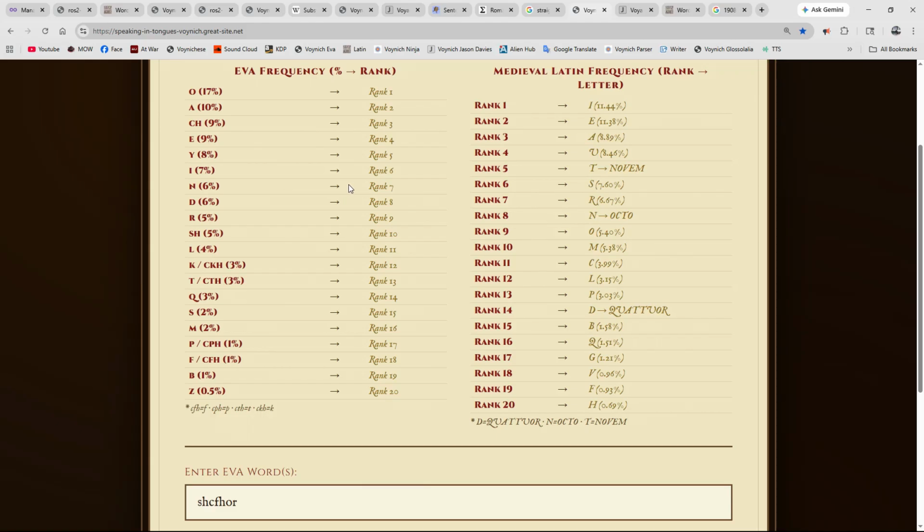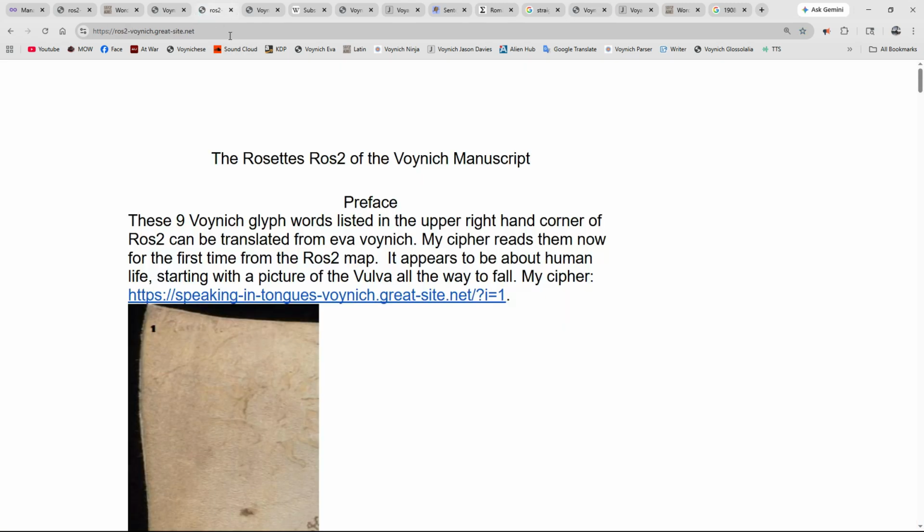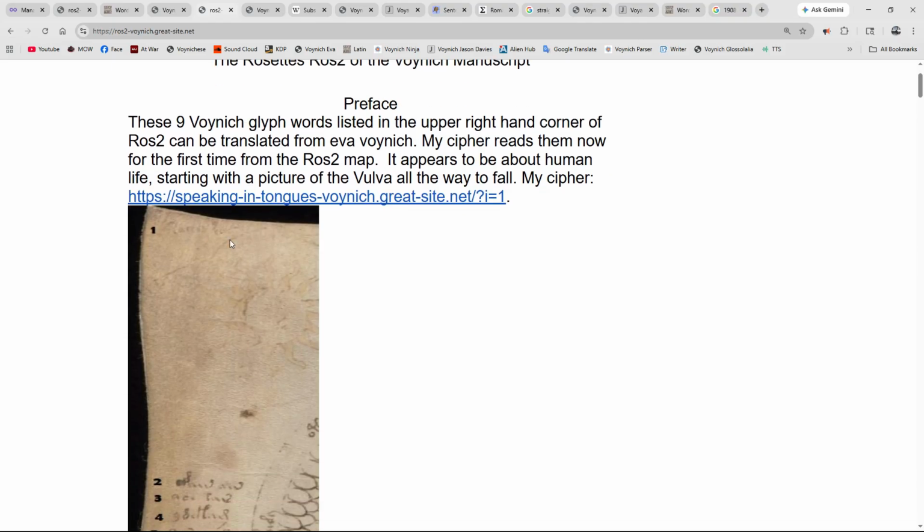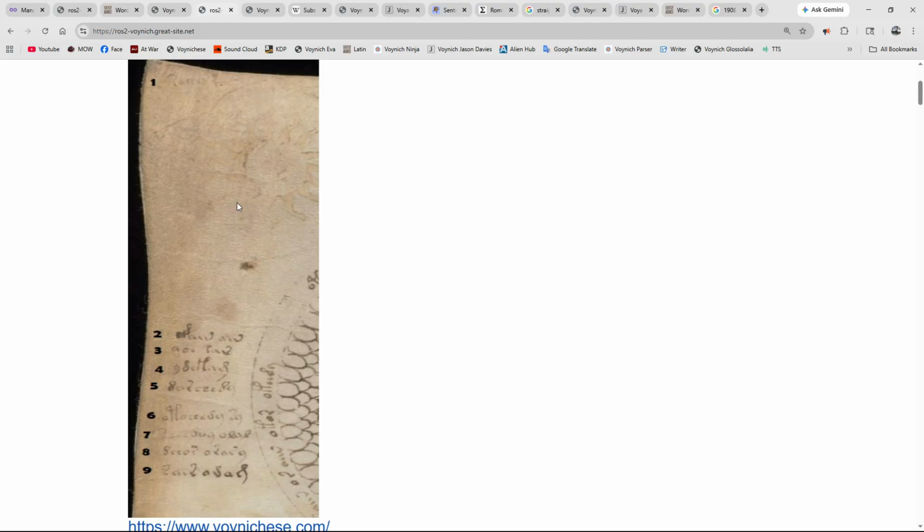So back to what I was discussing with Ros2. If we go to Ros2, Ros2 has 9, and I noticed on Yale University's high resolution map of Ros2, folio 86, that they cut off this word here. It's a very important word, and I can't believe Yale did that because this word is very faint, but it is a Voynich word, and there's 9 of them listed here.